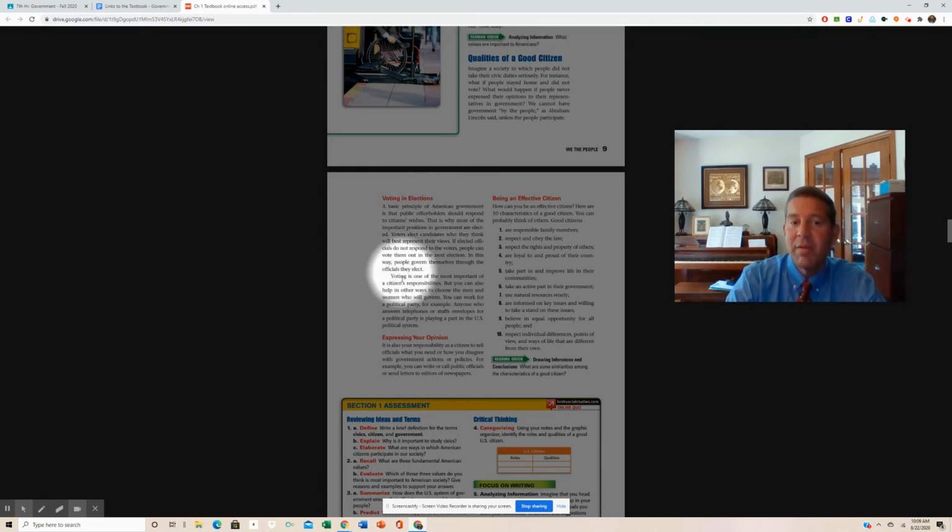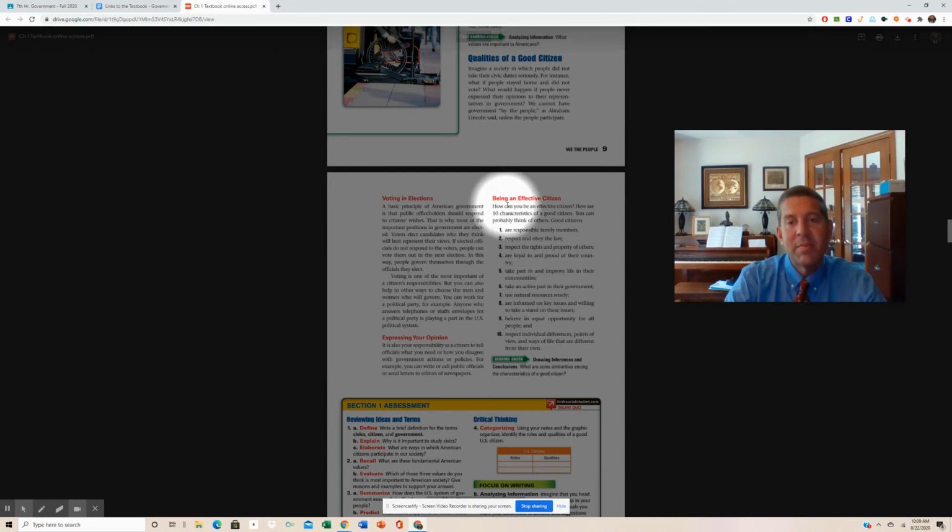And you can also become involved other ways in politics, as the text discusses. You should also express your opinion. If you feel very strongly about something that the school district is doing, you can go to a school board meeting and you can talk to the school board members and you can address the public, or you can write a letter, or you can make a phone call or write an email. So the text says that expressing your opinion is also a very important quality of a good citizen.